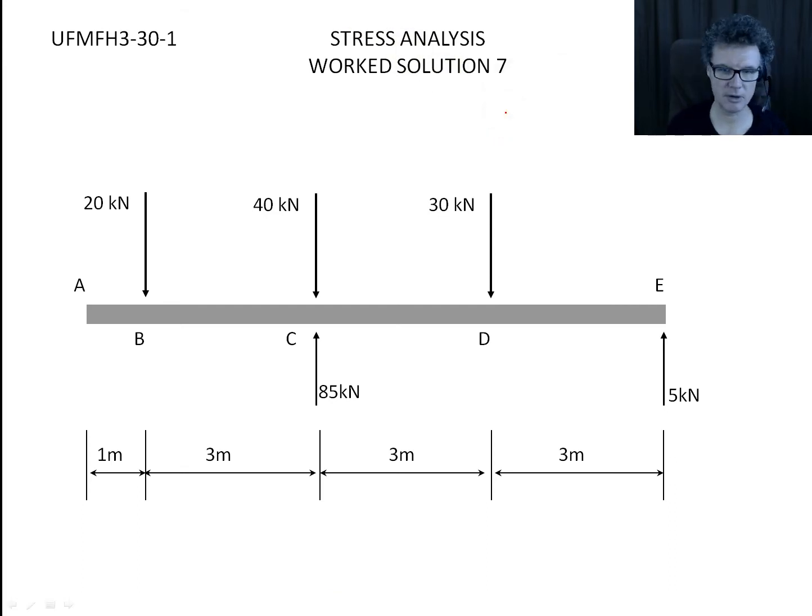Right, let's have a look at work solution 7. We're doing the shear force graphs and the bending moment graphs. Our problem has been set up for us in the sense that we've already got the supports here and here. We've applied these loads, located them, and so I know where the ends of the bar are: A, B, C, D and E.